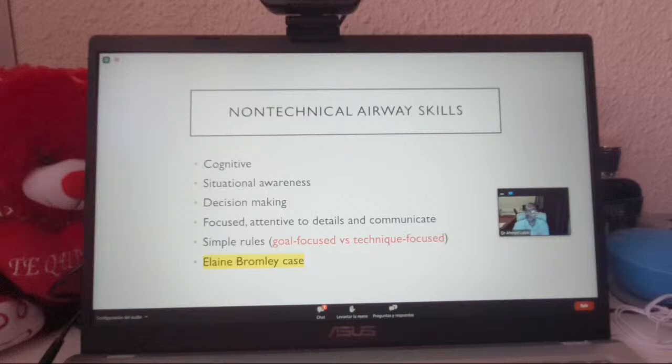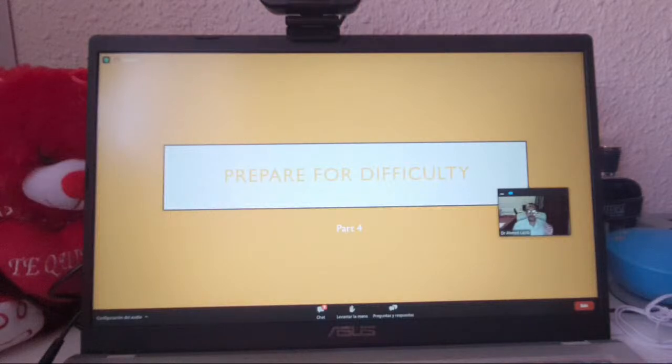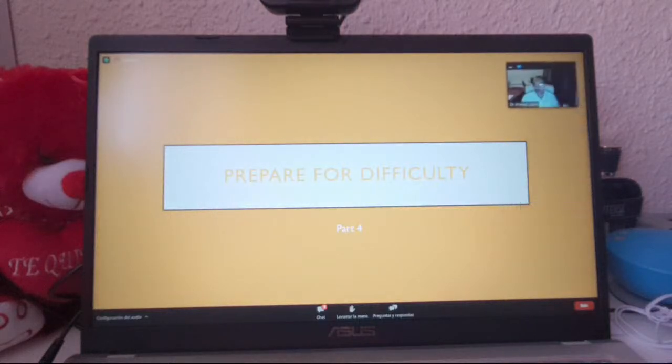So we have to be aware of the bigger picture. The team leader has to be there. The team leader has to lead the team to safety and maintain the patient alive. So the non-technical skills are as important as the technical skills. We have to teach our juniors how to do that in airway management. Prepare for difficulty, and this is the last part.